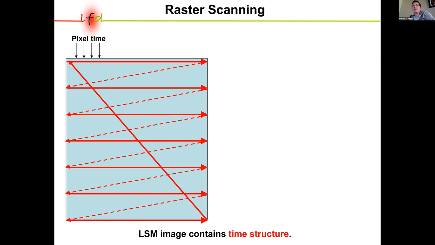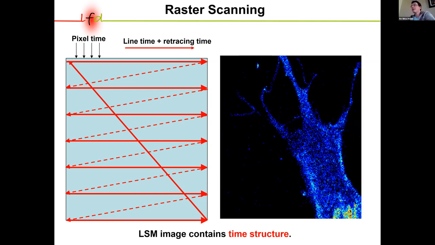Typically, we have a couple of parameters. One is the pixel dwell time, and we have the line time, which is how many pixels are in a line times the pixel dwell time. But then you have to consider that you also have to jump back to the left-hand side of the image to scan the next line. So you have this retracing time on top of it. And here on the right, you can see an example of such a laser scanned image, which shows a part of a cell expressing a fluorescent protein.